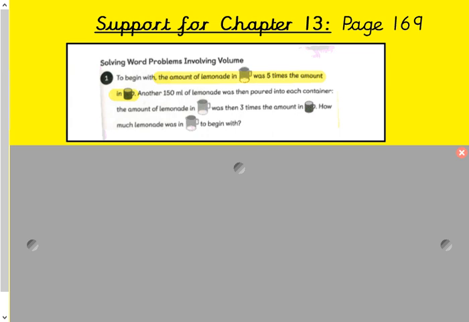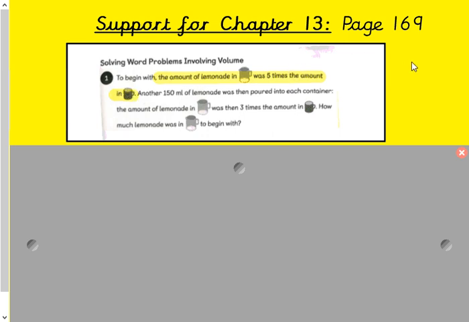As you are now aware, this problem is asking us to take several steps to arrive at the answer, and I will happily work through each step with you now. The very first thing I'm going to do is reread that top sentence, underlining the key information that I need to have in my head. To begin with, the amount of lemonade in the jug was 5 times the amount in the cup.